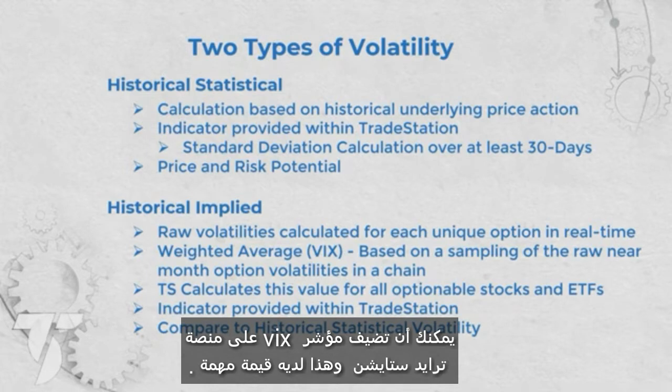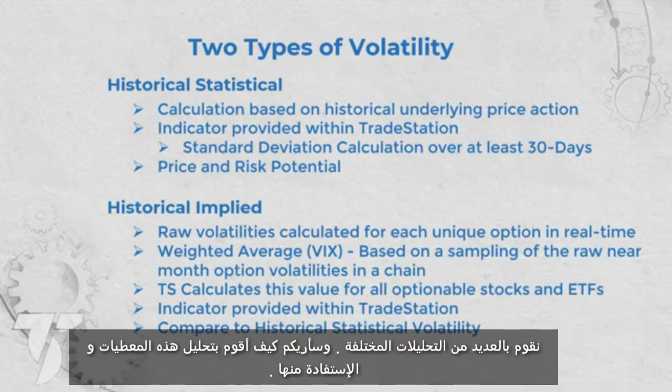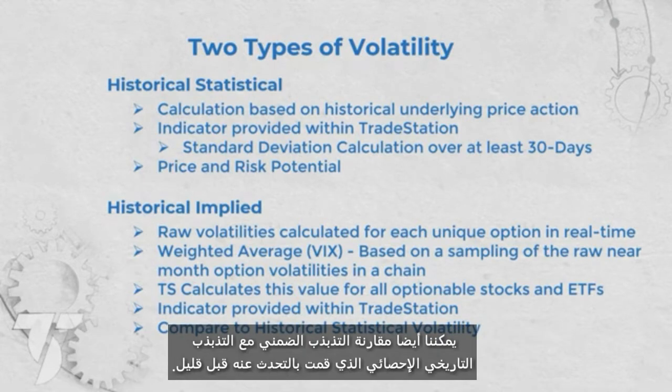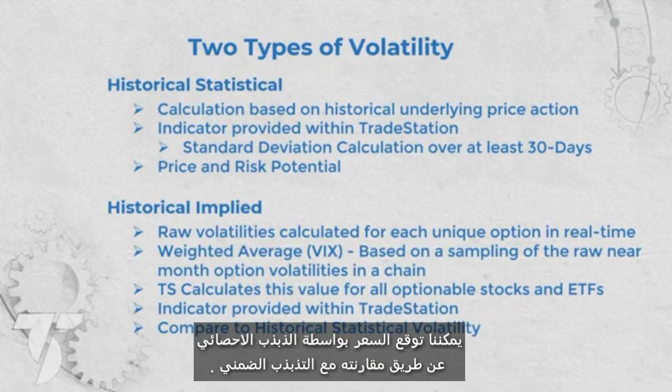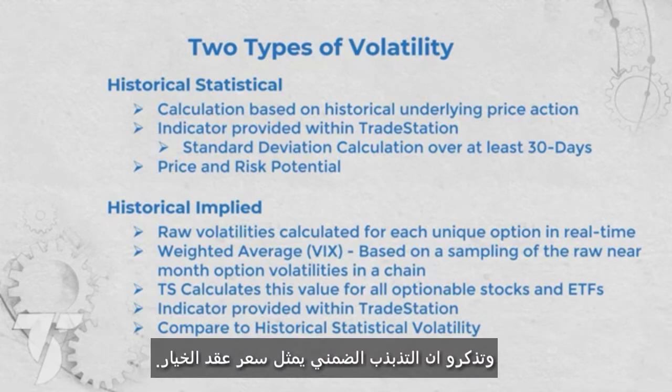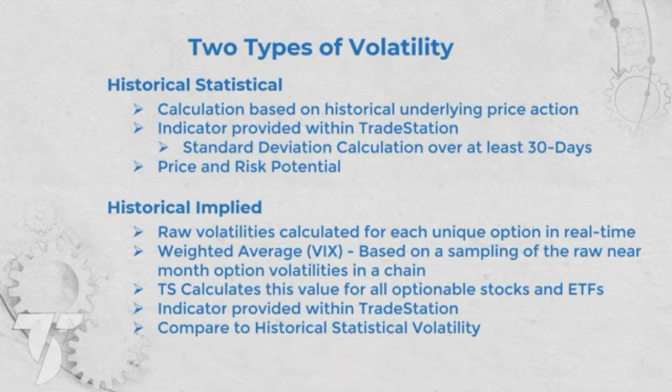And this is incredibly valuable. We can do lots of different analysis. I'm going to show you how I look at that data and how I analyze that data for opportunities. But we can also compare that implied volatility for each stock to its historical statistical volatility, which we just talked about. So we can look at the price potential using statistical volatility and compare it to implied volatility. And remember that implied volatility is the price of the options, right? We're getting that from the options.